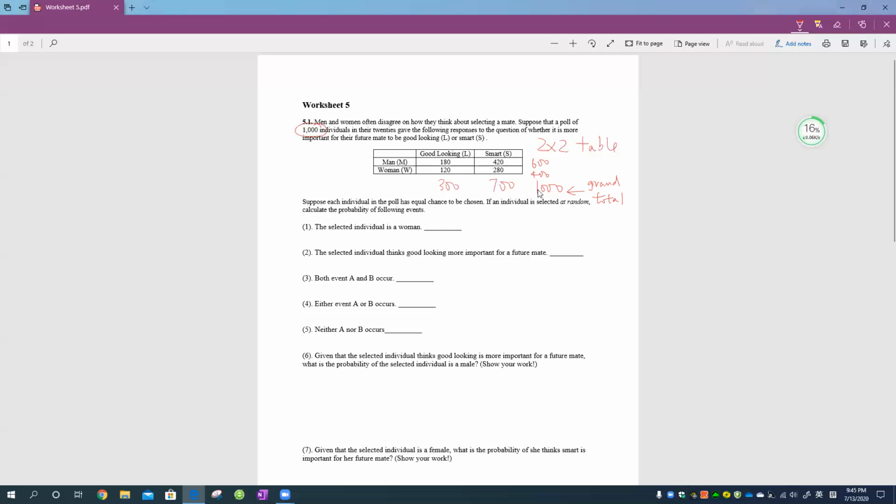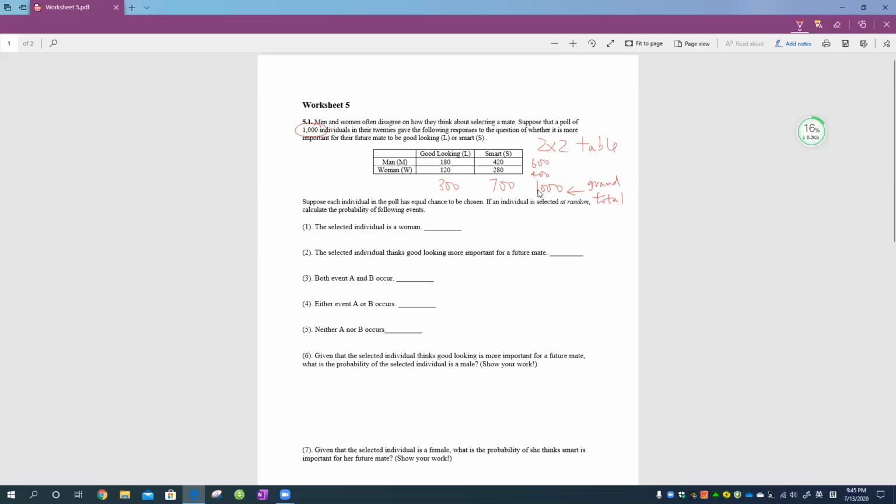And now let's suppose each individual in the pool has equal chance to be chosen. If an individual is selected at random, calculate the probability of the following events. So the first one, we have the selected individual is a woman.